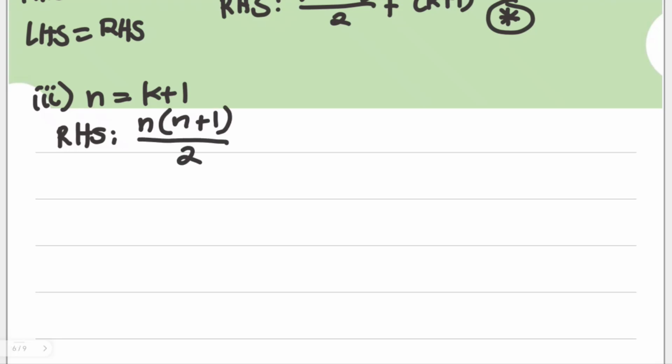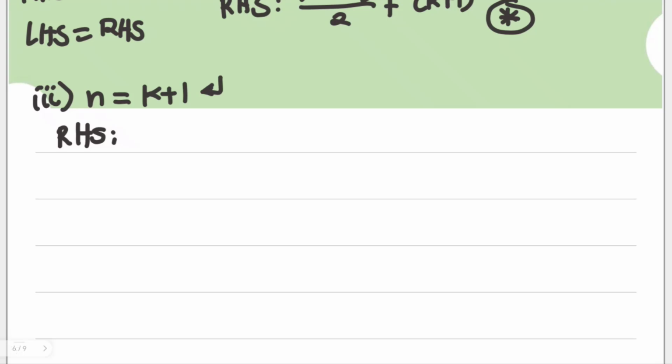Now, if we are going to have n equal to k plus 1, this is in connection to what happened on our step 2 and what will happen next. We are going to substitute k plus 1 for our n here. In short, this is what will happen. Okay, sorry for that. This is equal to k. So what will happen? k plus 1.